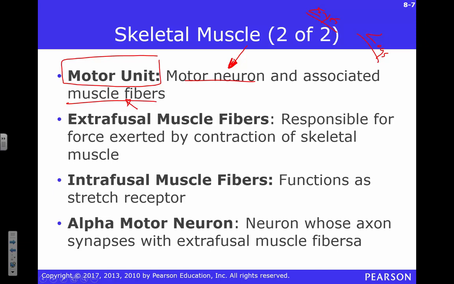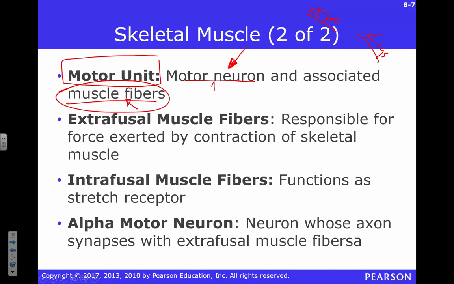So, what do we have? We have one motor neuron and just a whole bunch of muscle fibers, right? That can control one muscle or one part of one muscle in your leg. Because again, we're not looking for that really fine movement, right? Let's just move our leg forward and back. Okay, not a big deal.